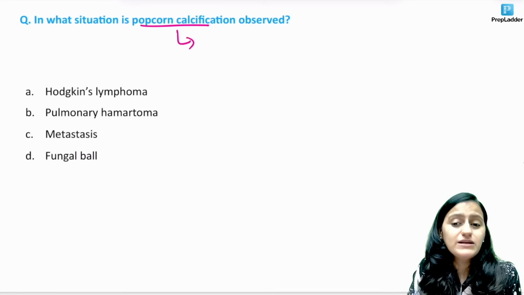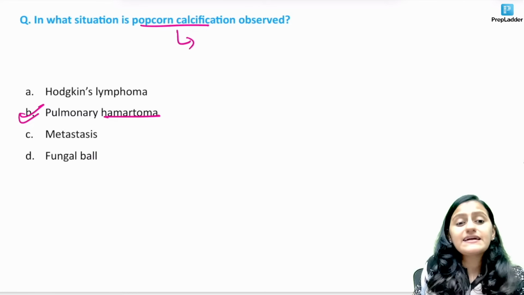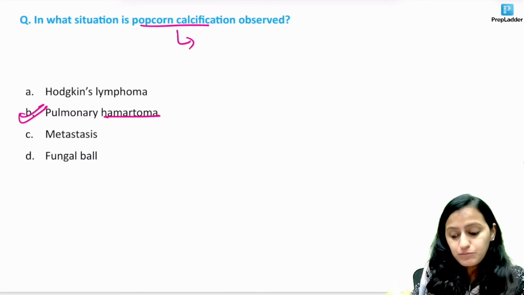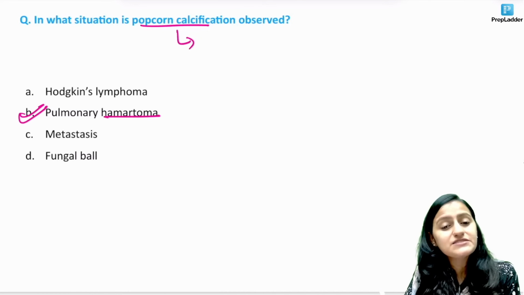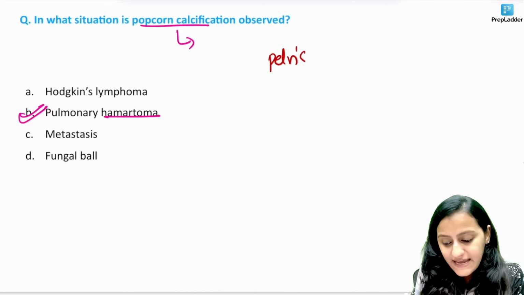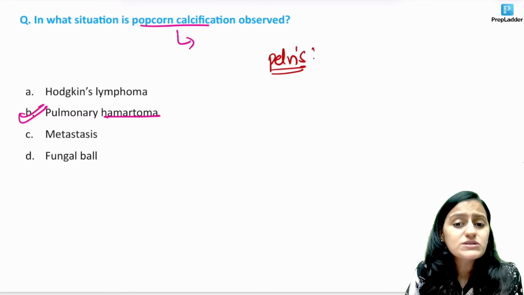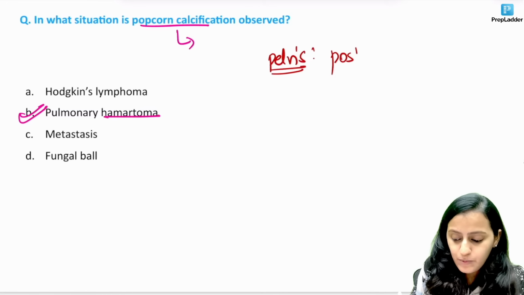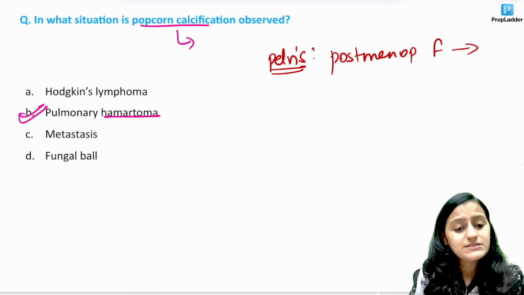Remember popcorn, hamartoma. Pulmonary hamartoma is what has popcorn calcification. In the breast, it is fibroadenoma. If you see popcorn calcification on an X-ray of the pelvis in a post-menopausal female, then what are you thinking of in that case? Post-menopausal female, popcorn calcification, what is the diagnosis there?